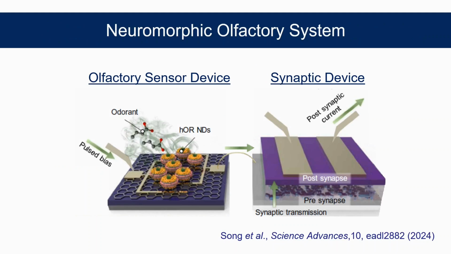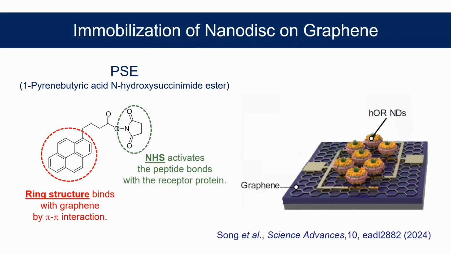And recently, we developed a neuromorphic olfactory system. It consists of this olfactory sensor device, and another part is the synaptic device, which consists of pre-synapse and post-synapse. So this is the sensing part. This olfactory receptor nanodisk was combined with graphene using this linker, the PBASE linker, a kind of conventional linker. This ring part binds with the graphene by pi-pi interaction, and the NHS-activated ester forms a peptide bond with the receptor protein.